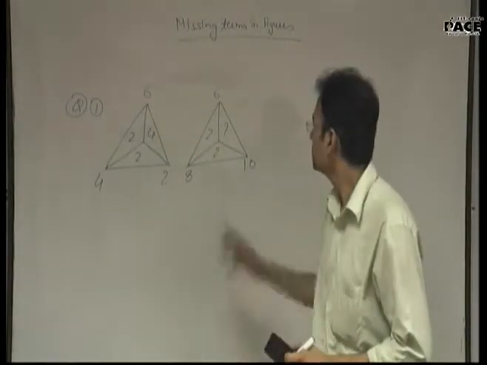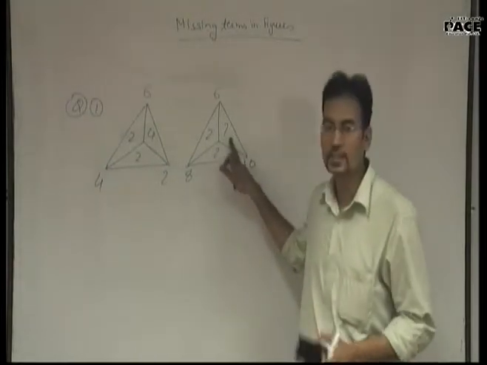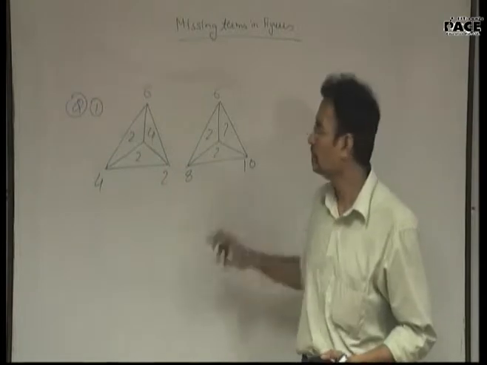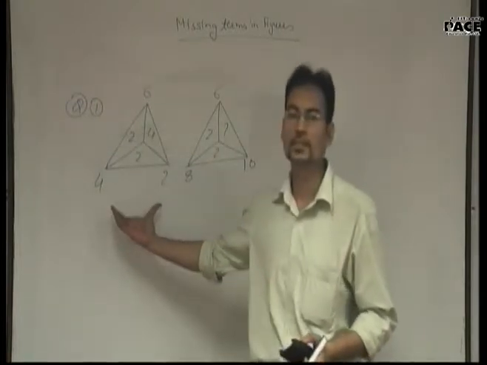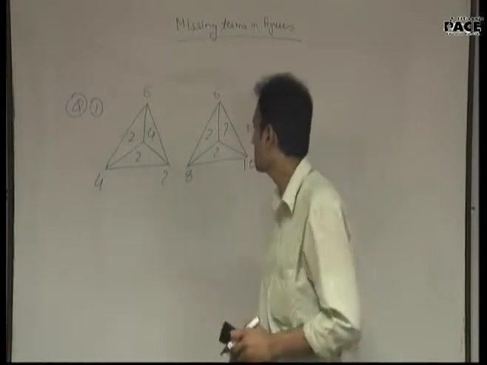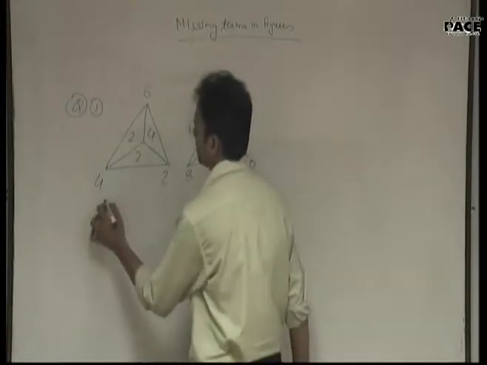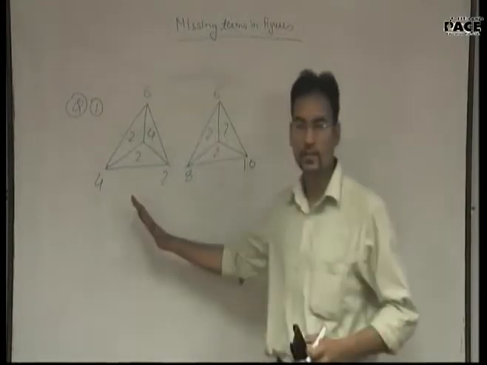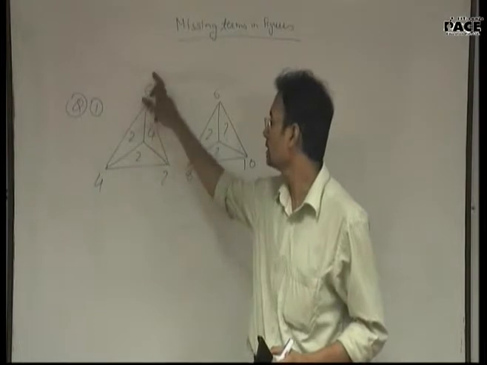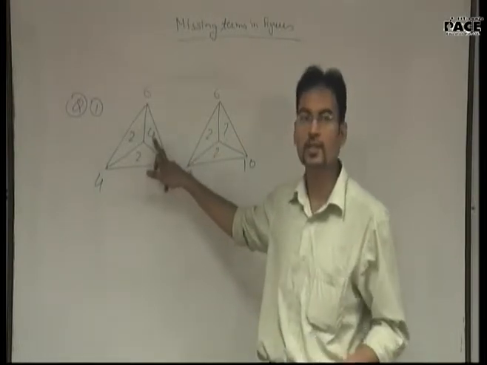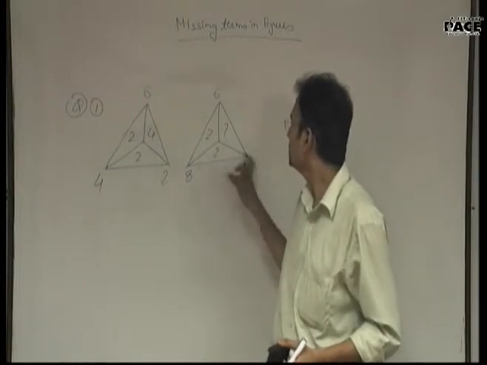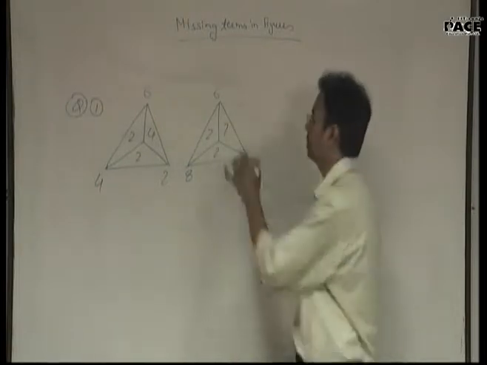Now we have to find out the number in place of this question mark. We have to apply certain logics in this figure to find out the answer. So we can find out directly that 4 minus 2 is 2, 6 minus 4 is 2, 6 minus 2 is 4. Similarly, we will subtract 10 minus 6, that is 4.